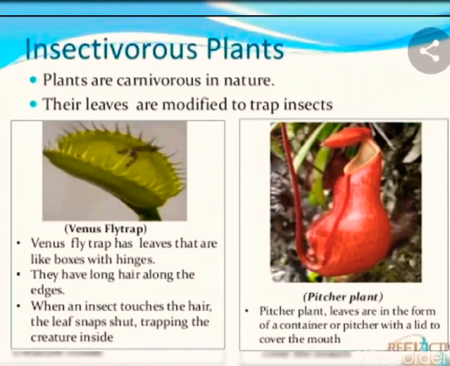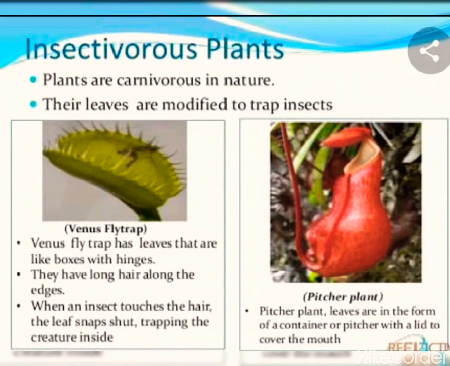We'll be talking about modification of leaves in insectivorous plants. Okay, now what are insectivorous plants? The plants that eat insects. As the plant eats insects, they can be carnivorous in nature. To trap those insects, their leaves are modified into certain shapes or types which help them to trap the insects. First, we'll take up the Venus flytrap.